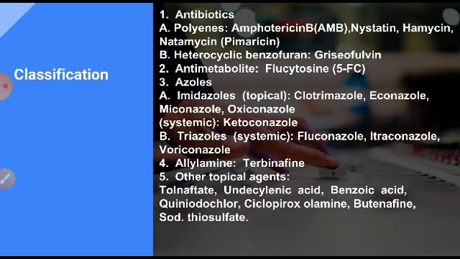Third category is the main antifungal drugs, azoles. These azoles again have two subclasses, imidazoles and triazoles. Imidazoles are classified on their route of application, like topical and systemic. Topical imidazole examples are clotrimazole, econazole, miconazole, and oxiconazole. And systemic use imidazole is ketoconazole.